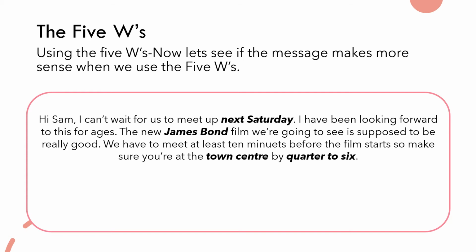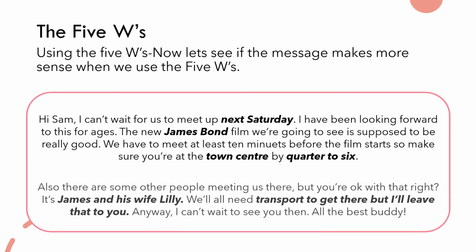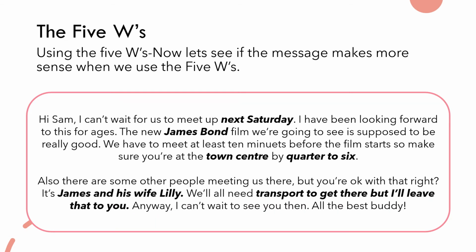We're learning a lot more from the 5 W's. For example, we know when it is occurring, we know it's going to happen next Saturday. We know what is actually occurring, which is the new James Bond film. We know where it is, which is in the town centre, and we also know what time it's going to be at as well, which is 5:45. Let's go on and look at the next part of the message.